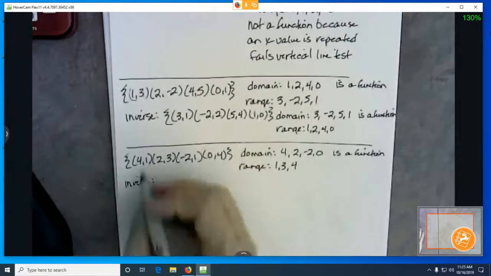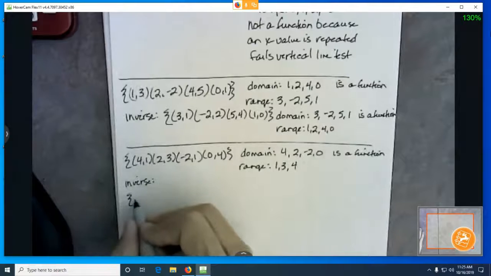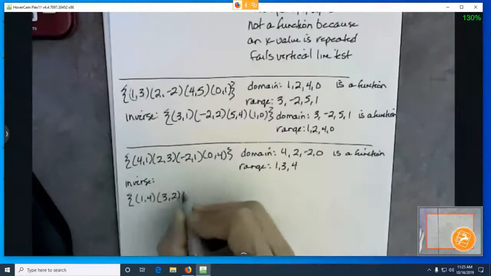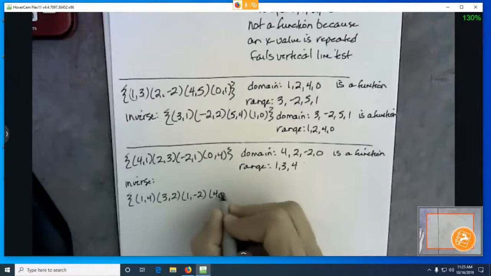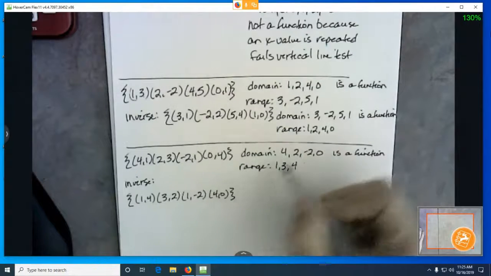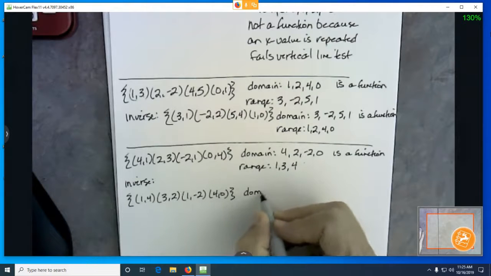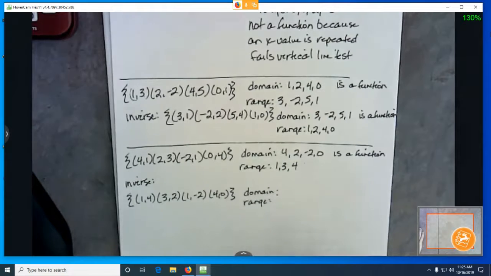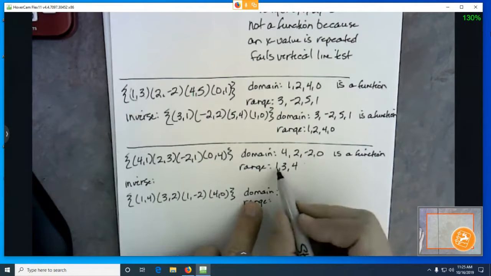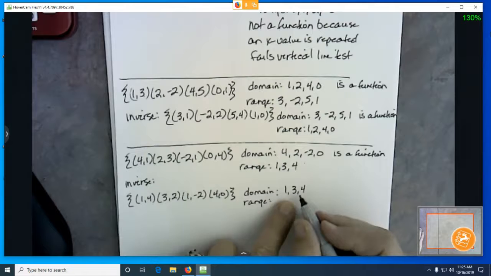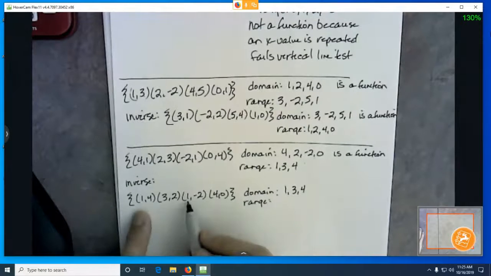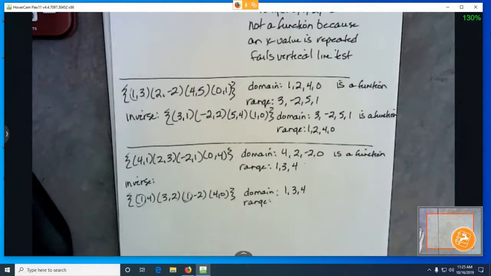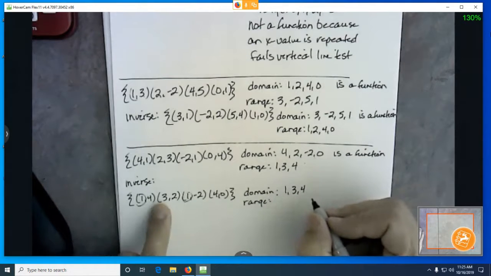If we do our inverse for this one, we're just going to take each of these and switch the x and the y coordinates. That gives us 1, 4, 3, 2, 1, -2, and 4, 0. Now, we already figured out on the last one that when we do our domain and range for the inverse, we can just take our domain and our range for the original and switch them. So for our domain for this one, it's going to be just 1, 3, and 4. Since we only have 3 numbers there, what that means is that we had an x value here that got repeated. And actually in this one, it was the 1 that got repeated. So what that means is that this inverse is not a function.